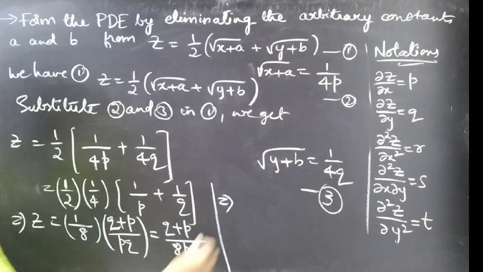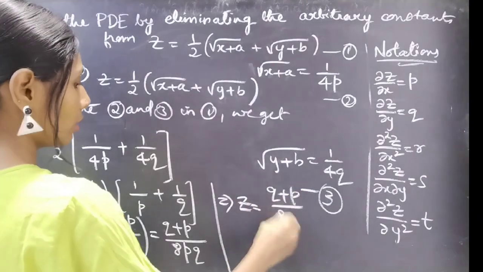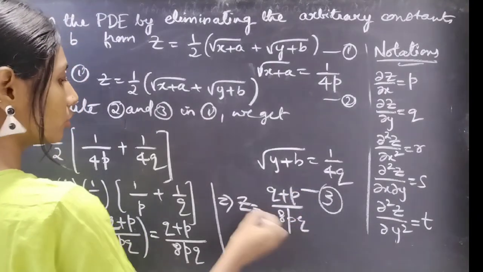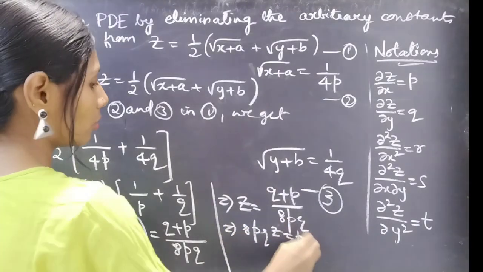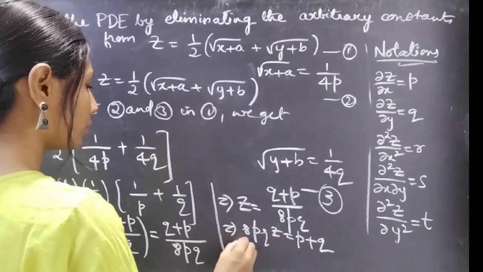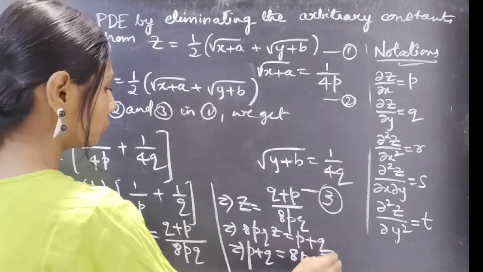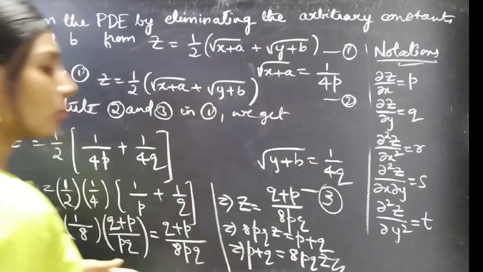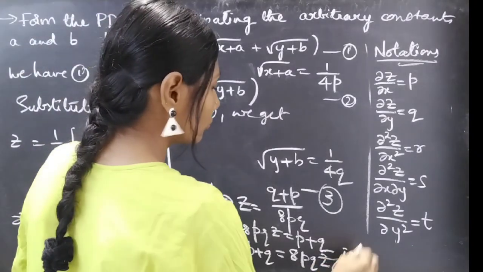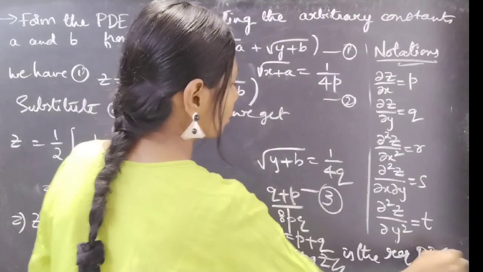Then I'll write z equal to p plus q by 8pq. Now I'll bring this to the LHS, which will give 8pqz equal to p plus q, or we can write this as p plus q equal to 8pqz, which is the required partial differential equation. See, it does not involve any arbitrary constants. This is the required partial differential equation.